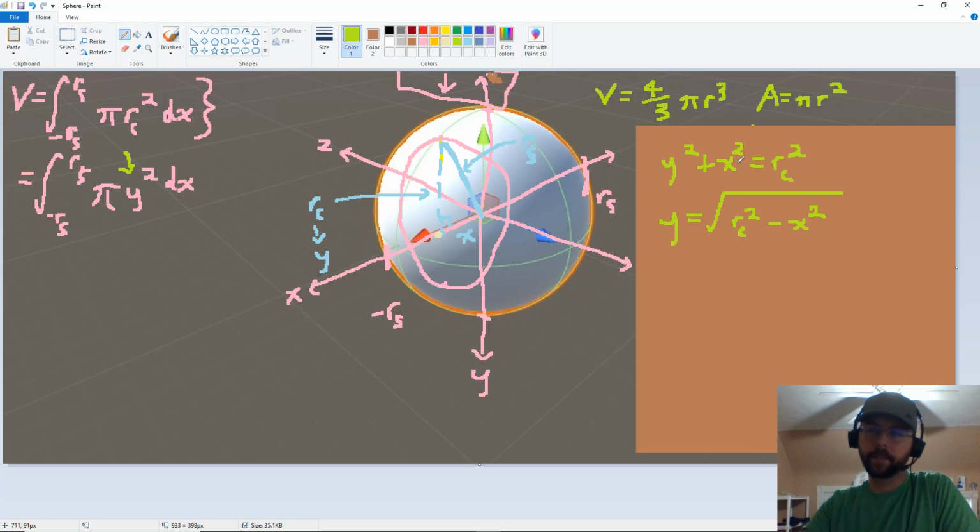Sorry, that's an s. There I go, mixing those up again. That's supposed to be r sub s. I saw that and I thought, r sub c is not going to work. It's because it's supposed to be r sub s, which I demonstrated earlier. There's the s right here that's really hard to see.